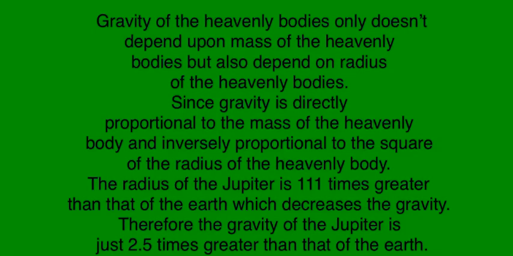So in the case of Jupiter, its mass is 319 times more than that of the Earth. Because of that, the gravity increases. But the radius of Jupiter is also 111 times greater than that of the Earth, and when the radius is more, then gravity decreases. So because of this reason, the gravity of Jupiter is only 2.5 times greater than that of the Earth.